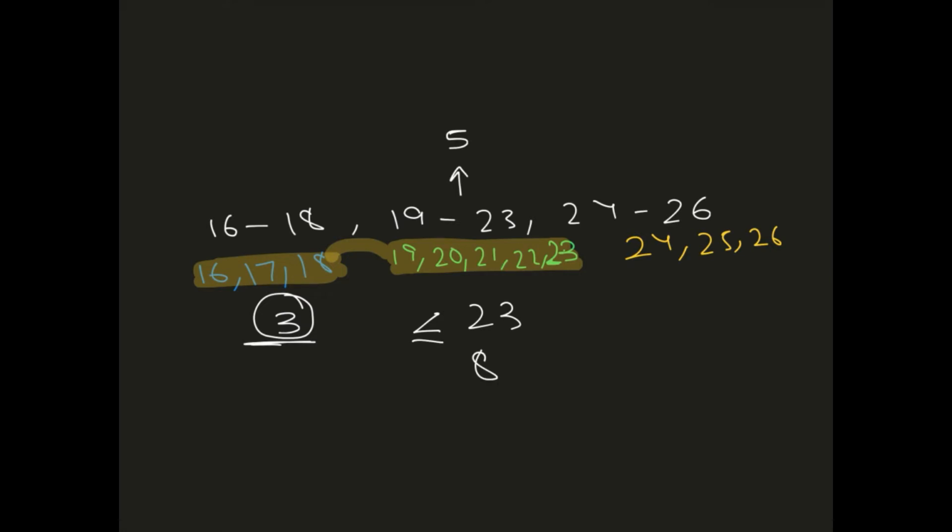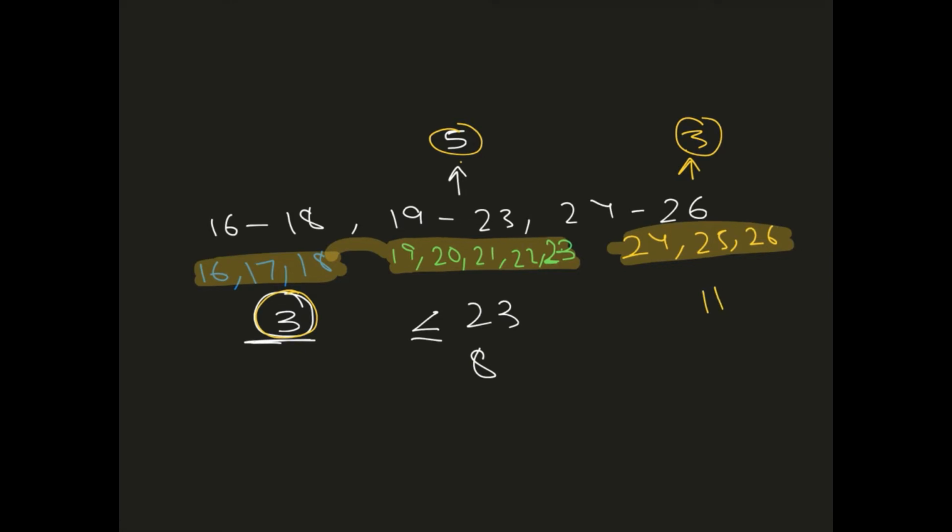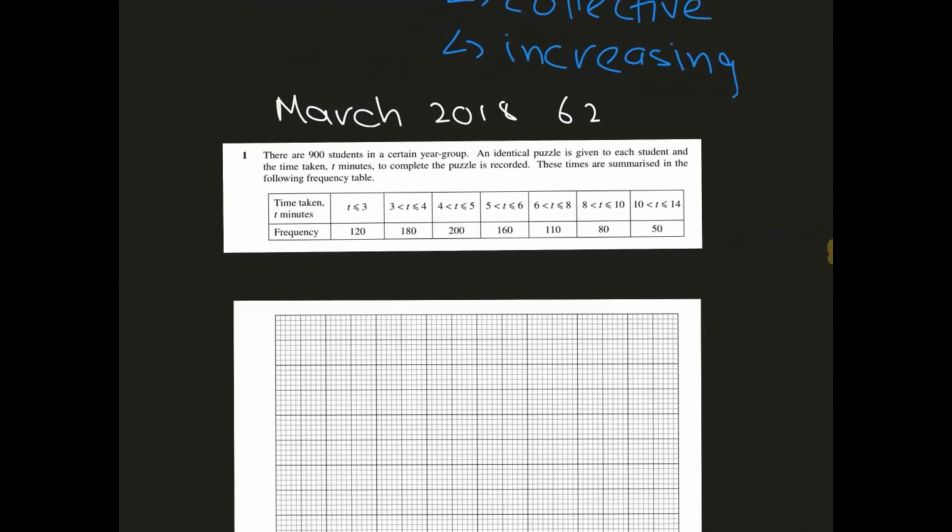And the same thing goes here. If someone asks me how many numbers are less than or equal to 26 in this particular data set, then I won't only write these three numbers, but I'll write these 3, these 5, plus these 3 numbers. So 3 plus 5 is 8, plus 3 is 11. So 11 numbers in this particular data set are less than or equal to 26. The same thing will happen here.